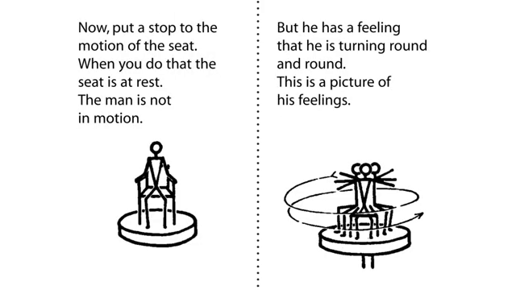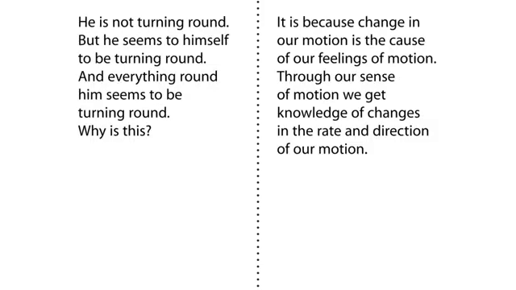Now, put a stop to the motion of the seat. When you do that, the seat is at rest. The man is not in motion, but he has a feeling that he is turning round and round. This is a picture of his feelings. He is not turning round, but he seems to himself to be turning round, and everything round him seems to be turning round. Why is this? It is because change in our motion is the cause of our feelings of motion. Through our sense of motion, we get knowledge of changes in the rate and direction of our motion.